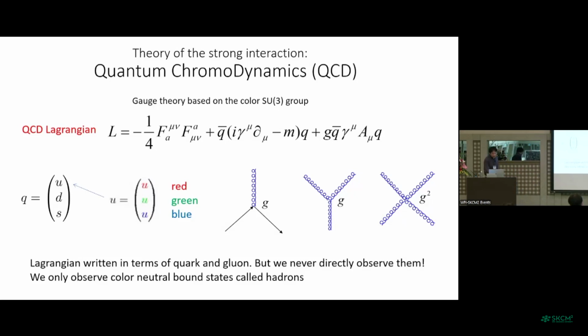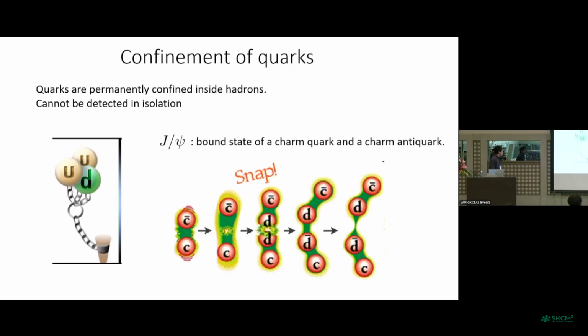So that is the most mysterious part of this theory. What's happening here is the so-called confinement of quarks. As I said, the quarks are permanently confined inside hadrons. They cannot be detected in isolation.